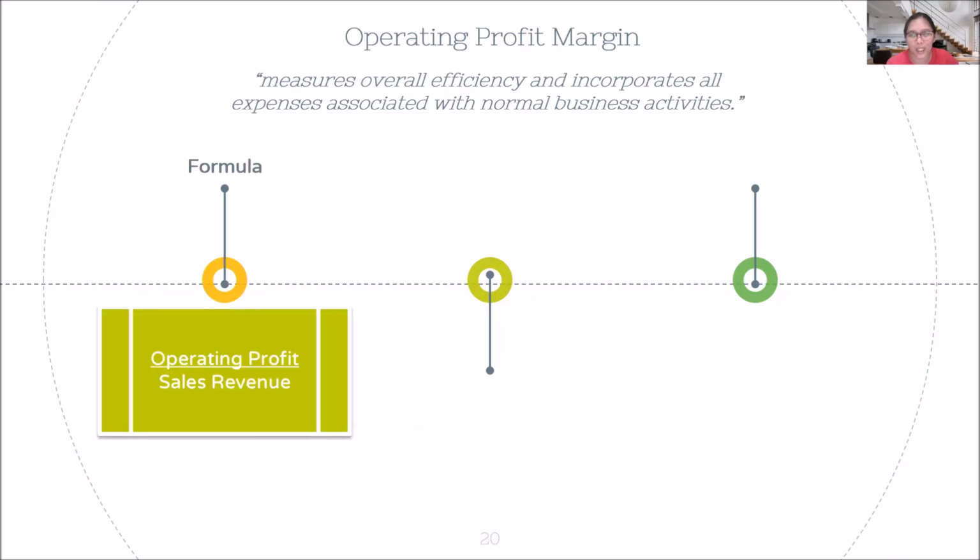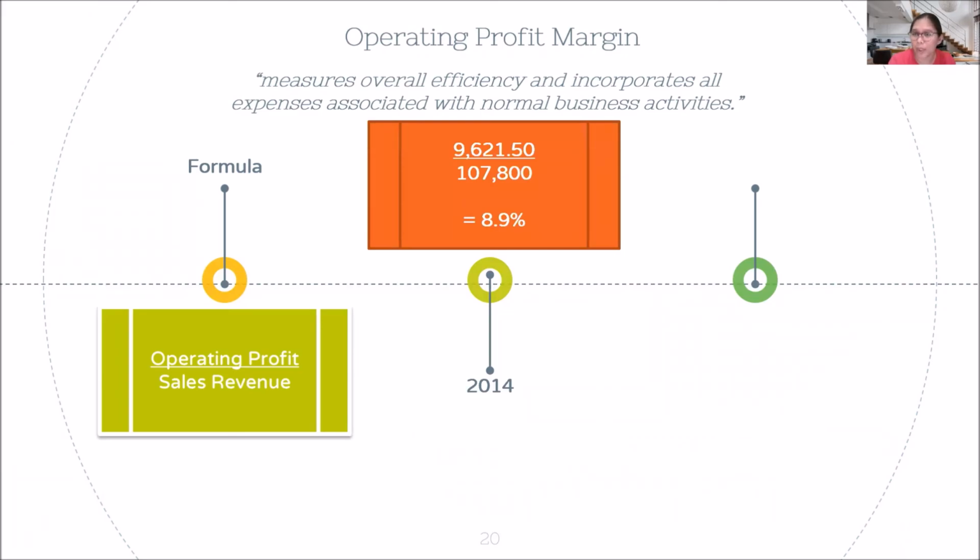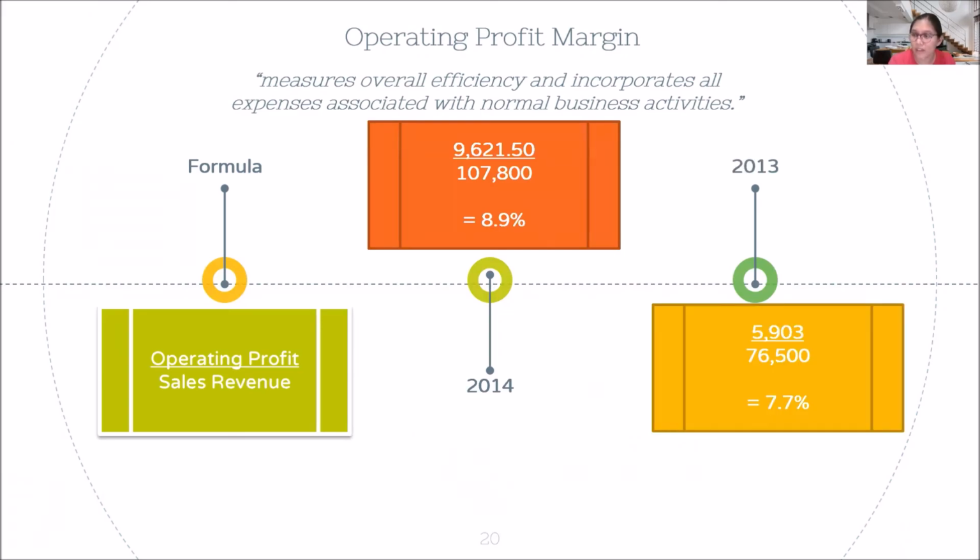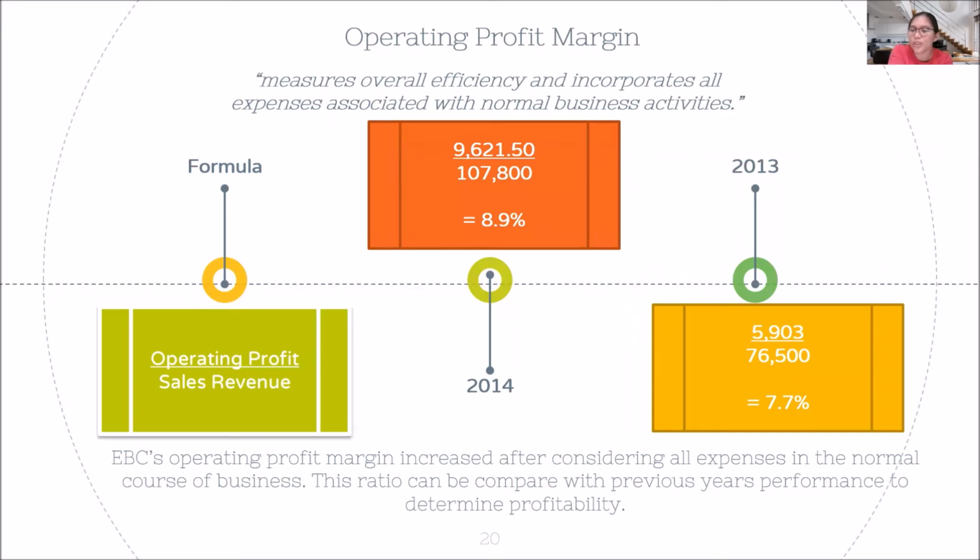So the formula will be operating profit. So you have sales, less cost of goods sold, less operating expenses such as your overhead, your utilities, your salaries, your rent, if there is. So that's it. In 2014, it's 8.9%, and in 2013, it's 7.7%. And as you can see, no, the 41% increase in sales, hindi na masama kasi you increase your margin. So operating margin increase after considering all expenses in the normal course of business. This ratio can be compared with previous year's performance to determine profitability.